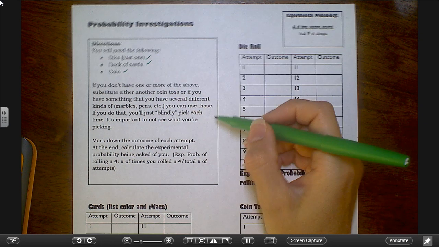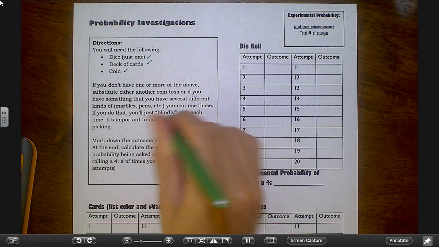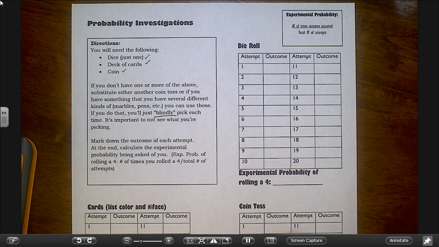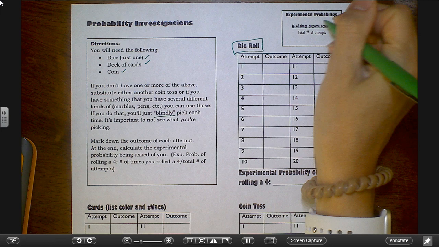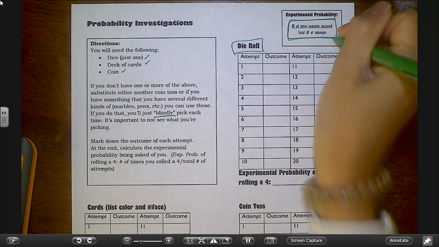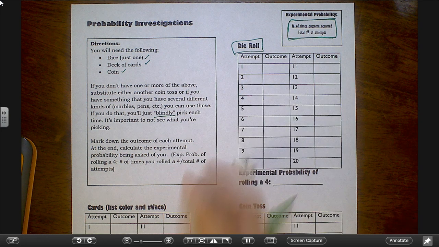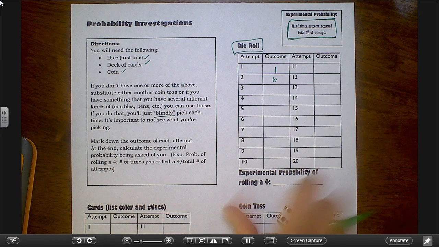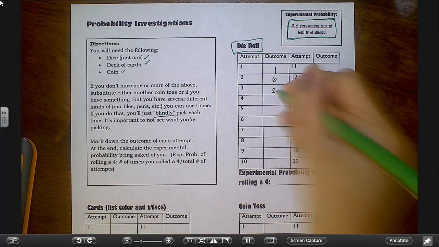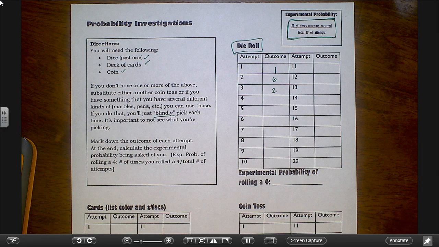So what you want to do, though, you just have to make sure you blindly pick each time, especially with the cards. The coin toss and die roll, you can't blindly pick. You just roll the die or toss the coin, right? But you do it the same way we did the dice roll one on the other one. So, for instance, we have a die roll here, and I put the experimental probability formula up here for you. So in attempt 1, my outcome was a 1. In attempt 2, my outcome was a 6. In attempt 3, it was a 2. Right? So you go through the whole thing and do it that way.